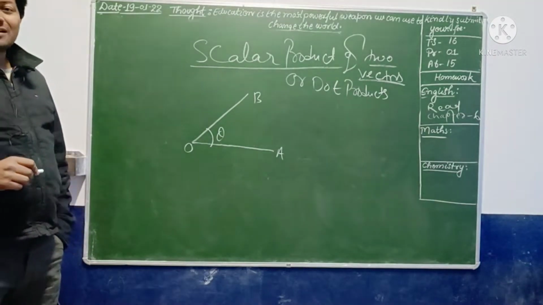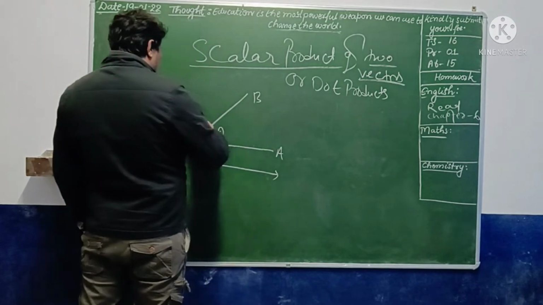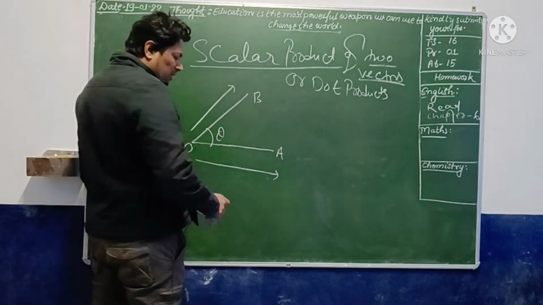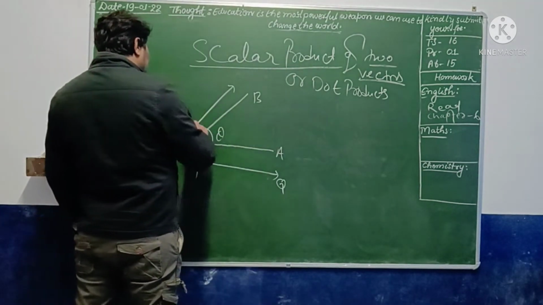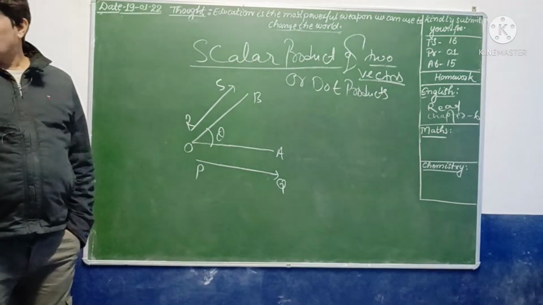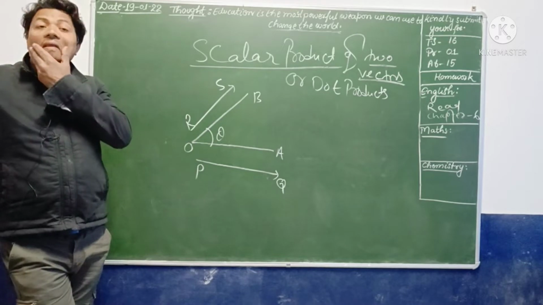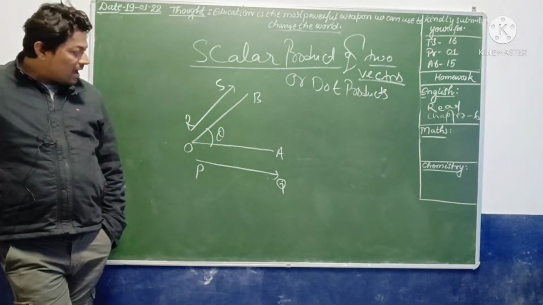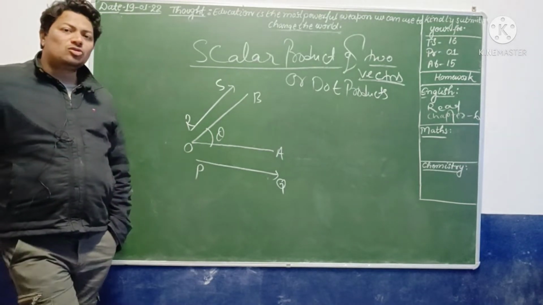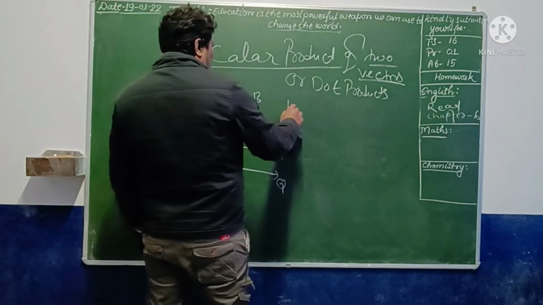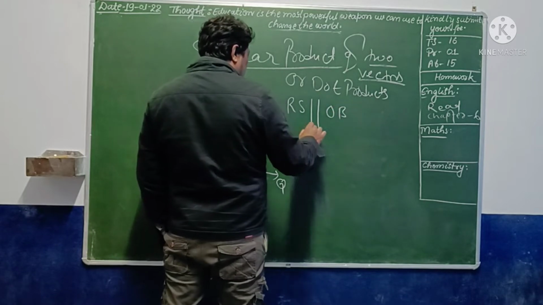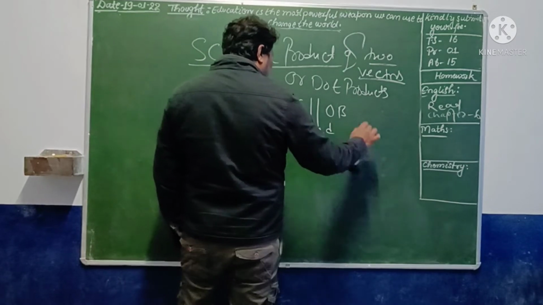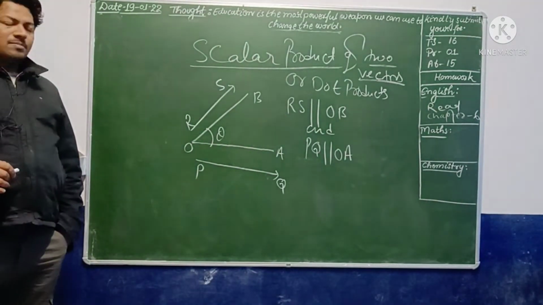Now you can draw a parallel line to this one, and a parallel line to that one. Take this one as PQ and this one as RS. That means RS is parallel to OB and PQ is parallel to OA.